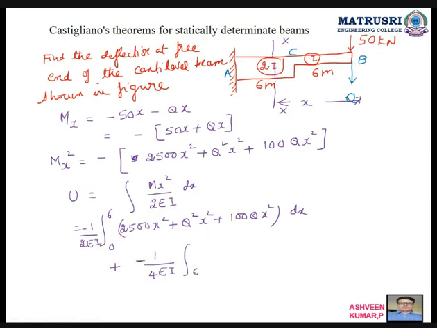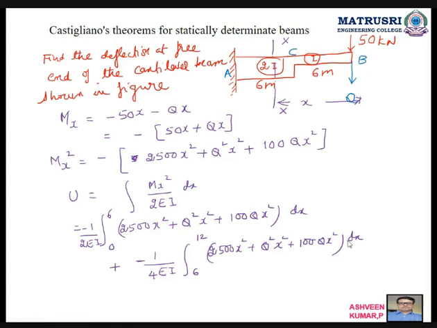Same, 6 to 12. The limits are now, yes, this is 6, here 0. 0 to 6, now 6 to 12. So again 2500 x square plus Q square x square plus 100 Q x square into dx. Understood all of you? Now, what can I write here?